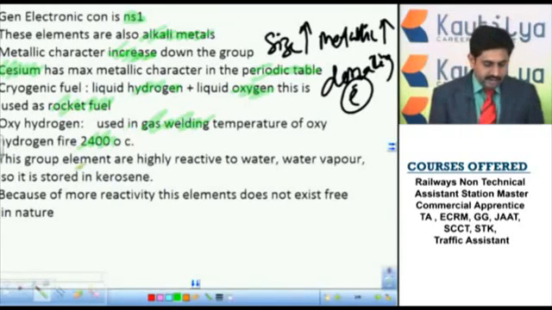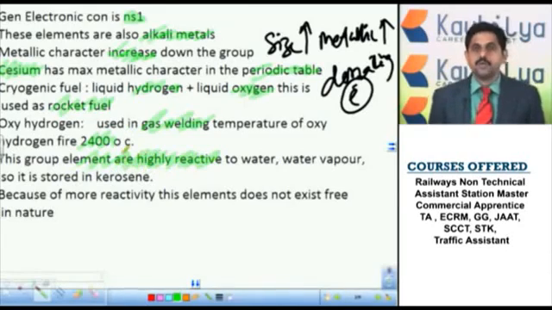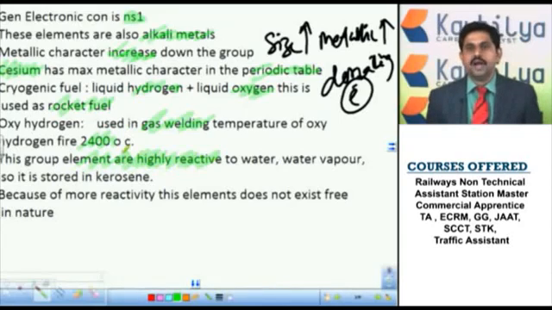These are so reactive that if you expose them to the outer atmosphere, for example sodium or potassium, and keep them open in the atmosphere, what will happen? They will react with atmospheric oxygen or the gases and catch fire. Even if you keep them in water, what will happen? They will catch fire.